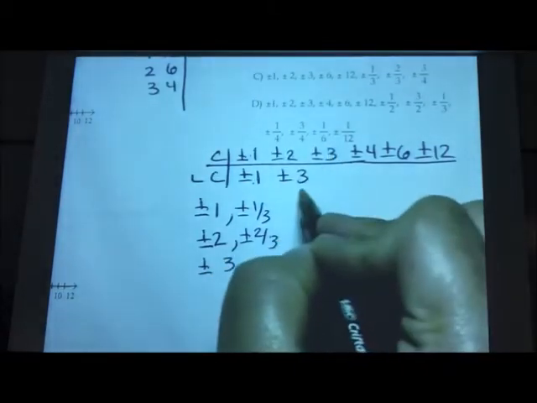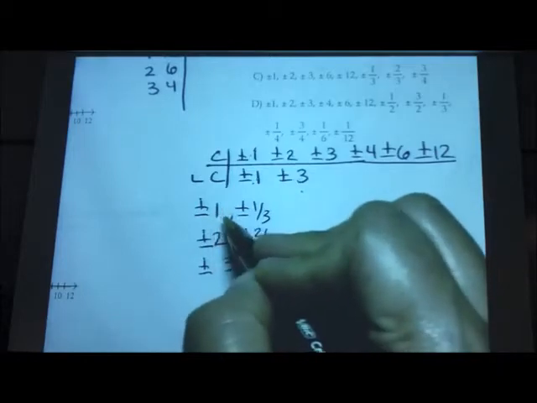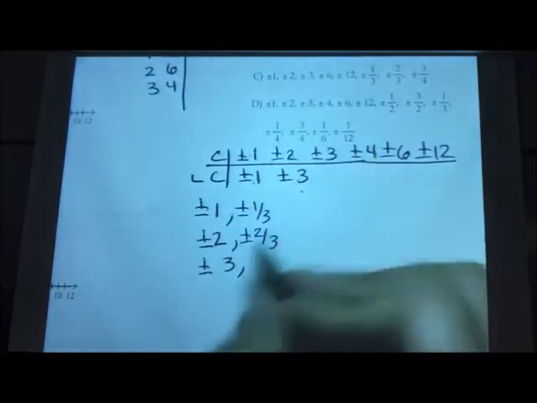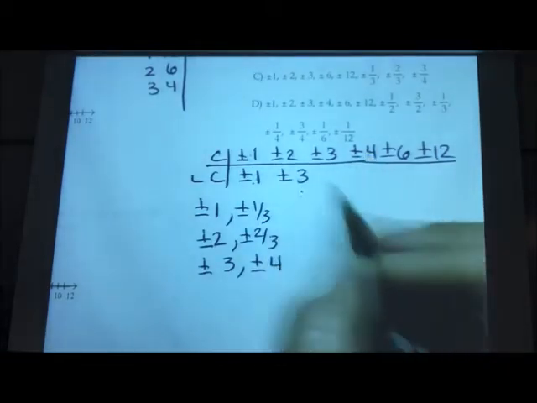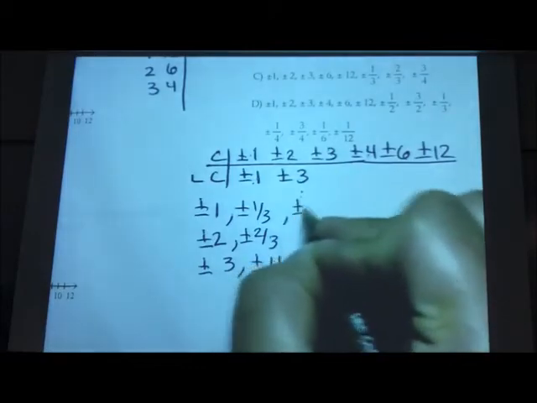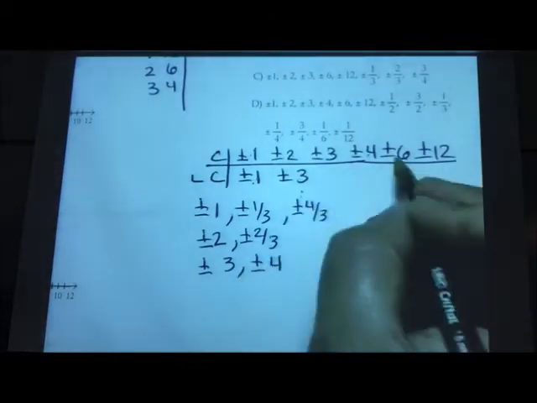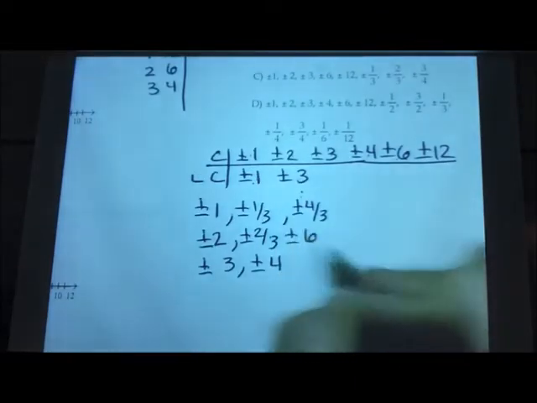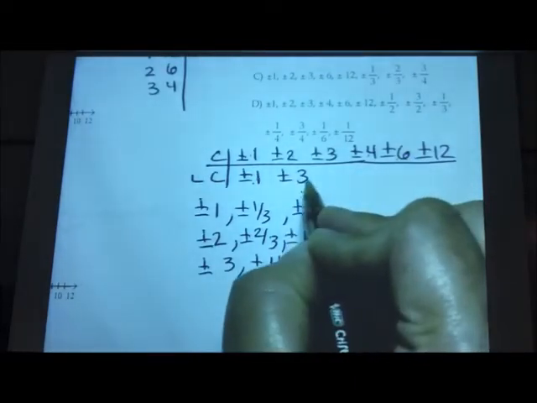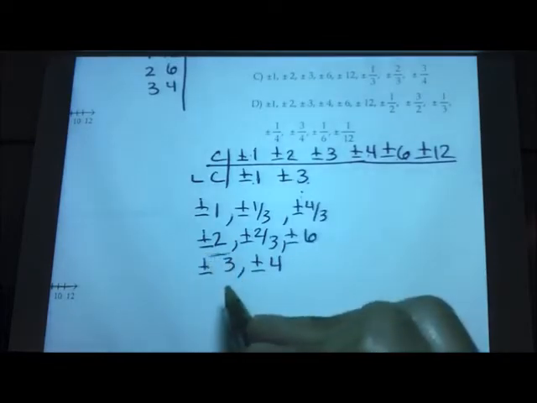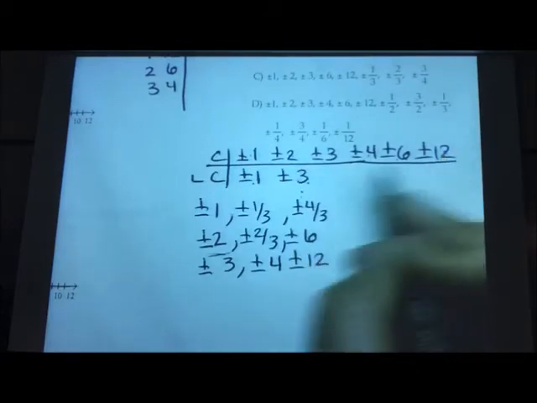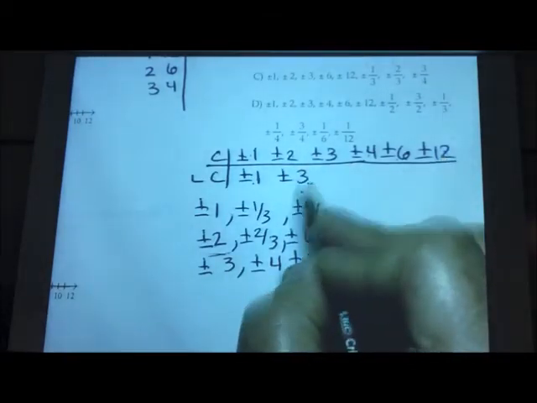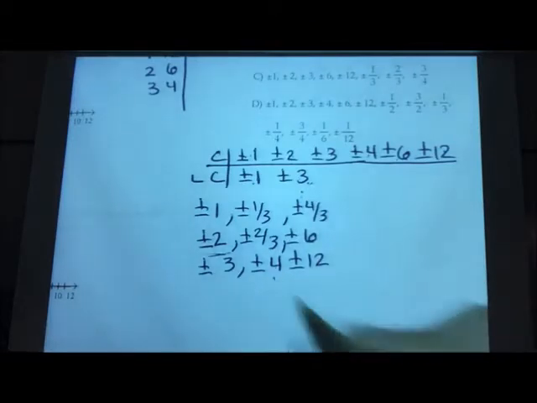3 over 3 is a 1. I already have 1, so I don't have to write it down. 4 over 1, plus minus 4. 4 over 3. And I'm going to start writing them over here. 6 over 1, 6. 6 over 3 is a 2, and I already have the 2, so we're okay. 12 over 1, plus minus 12. And then 12 divided by 3 would be a 4. Do I have a 4 already? Yes. So these would be all the possible numbers.